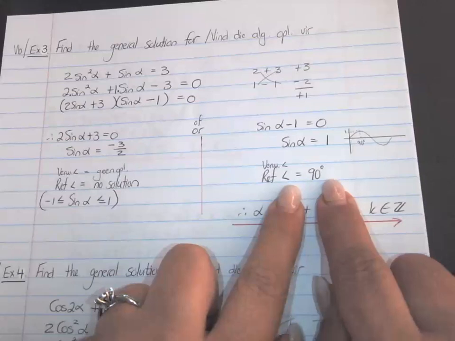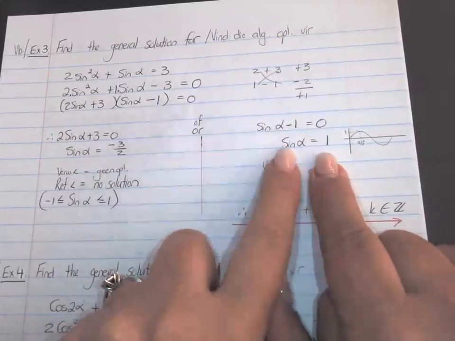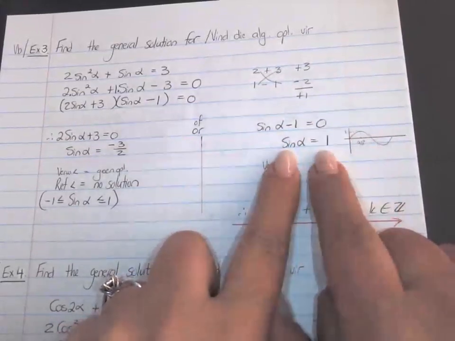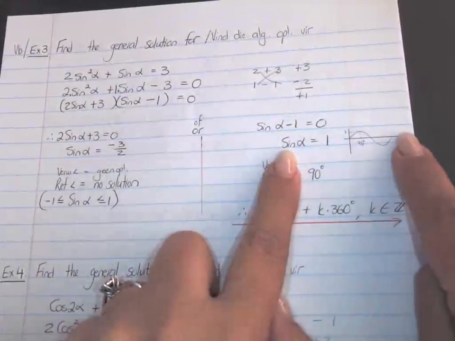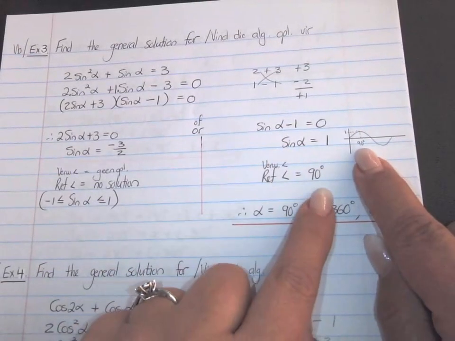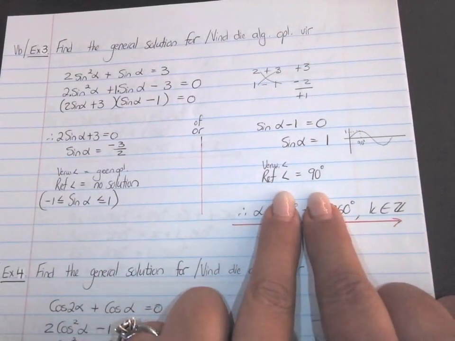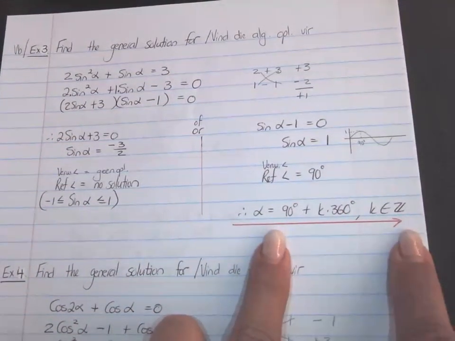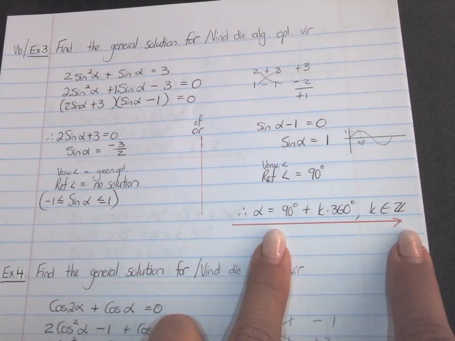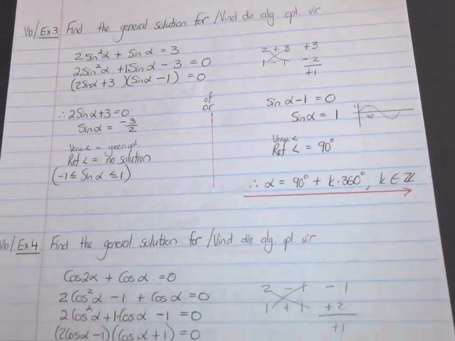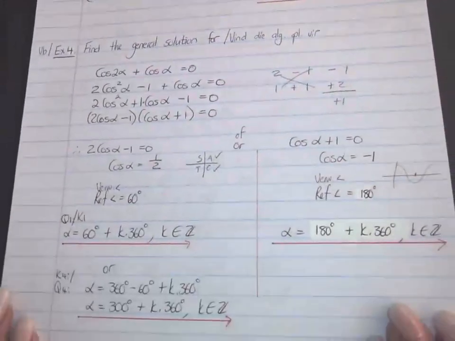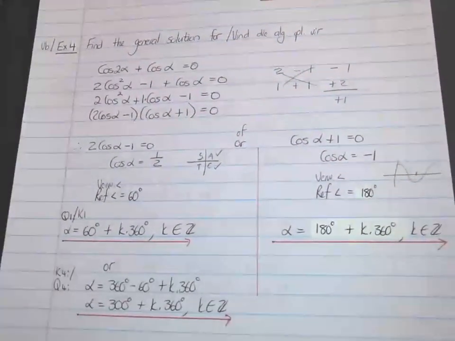The next one, I see that I have a sine that is equal to 1. So where is the sine graph equal to 1? Only at 90 degrees. So my reference angle is 90 degrees, and I have one answer. Okay, are you with me? Are you awake?